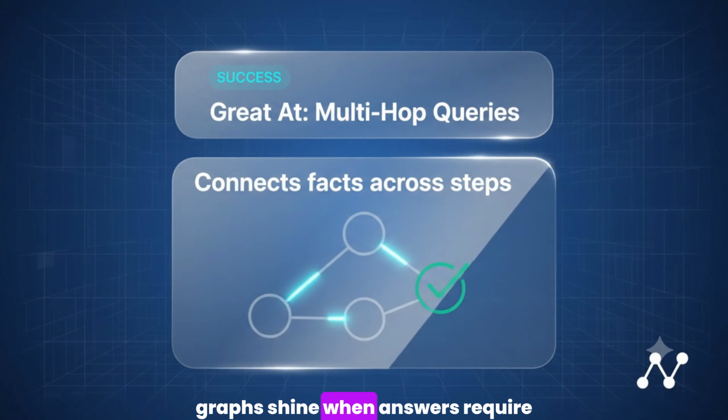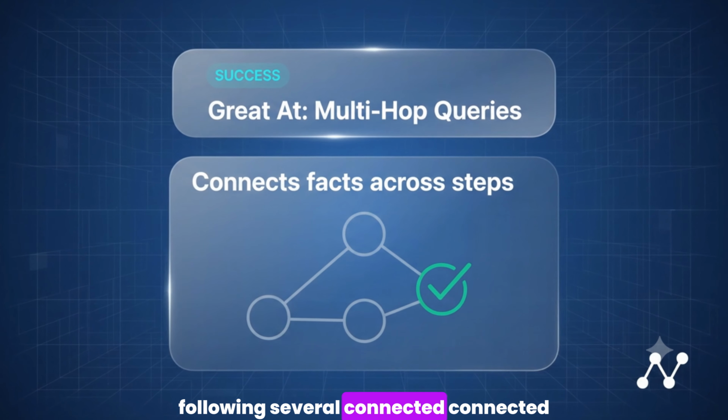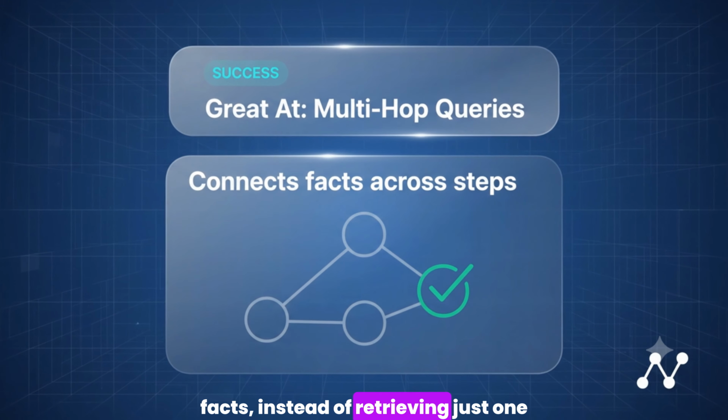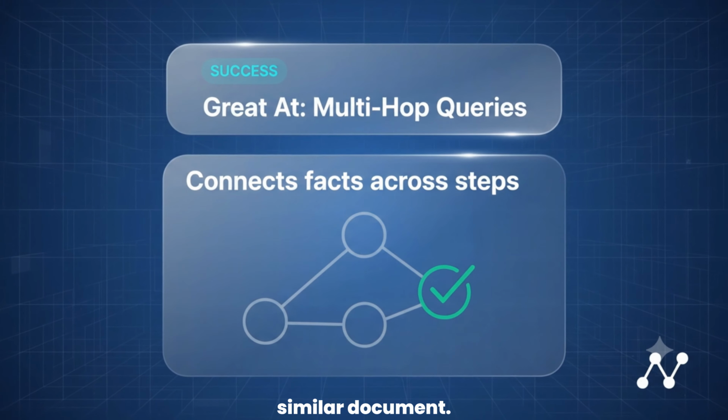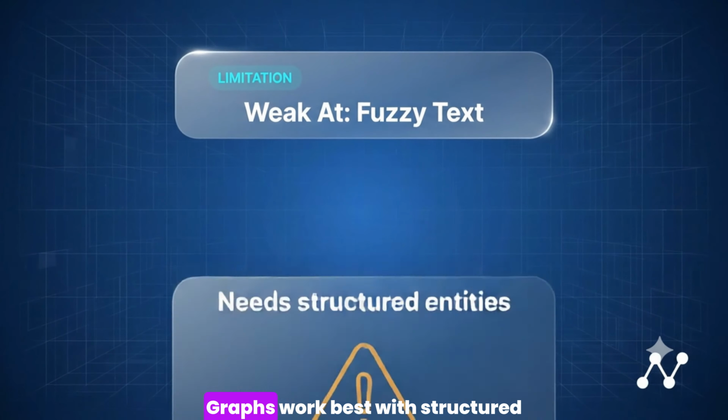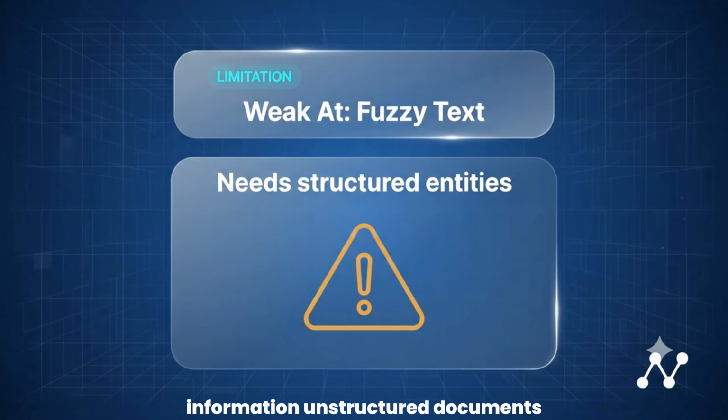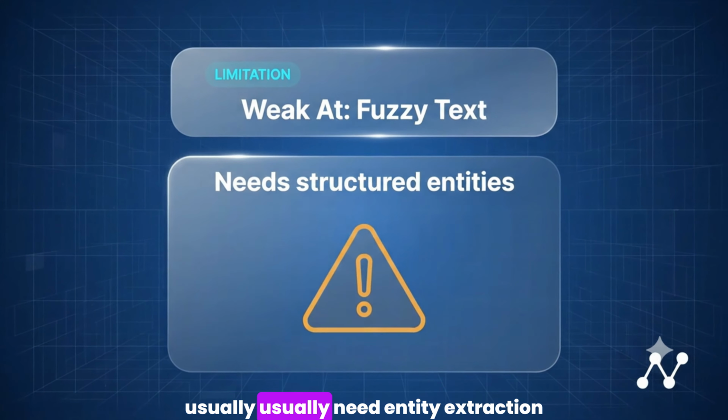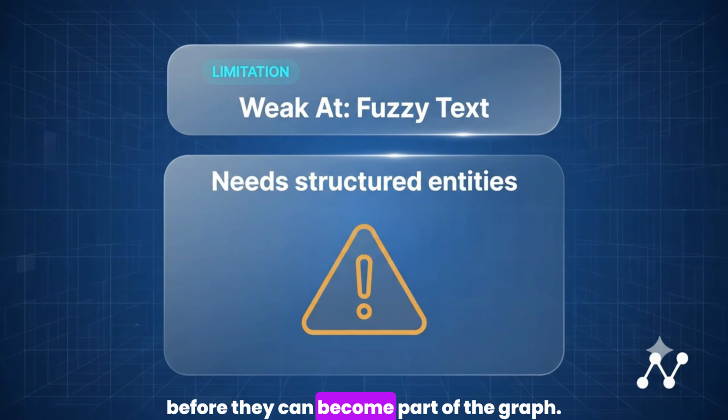Knowledge graphs shine when answers require following several connected facts instead of retrieving just one similar document. Graphs work best with structured information. Unstructured documents usually need entity extraction before they can become part of the graph.